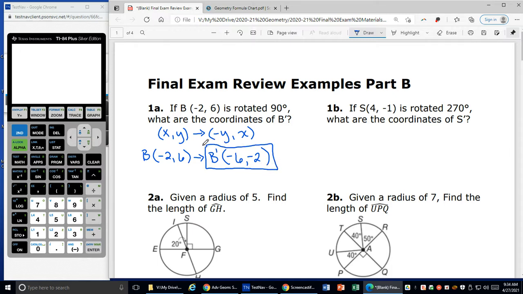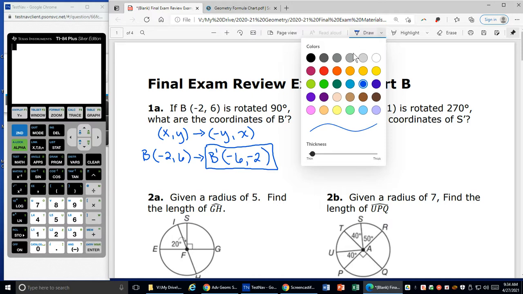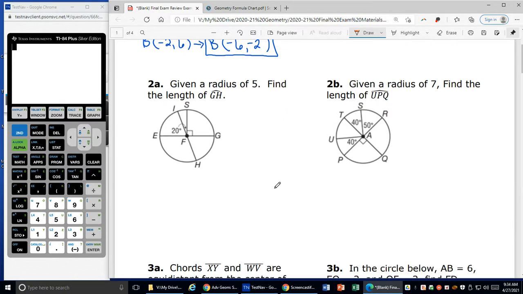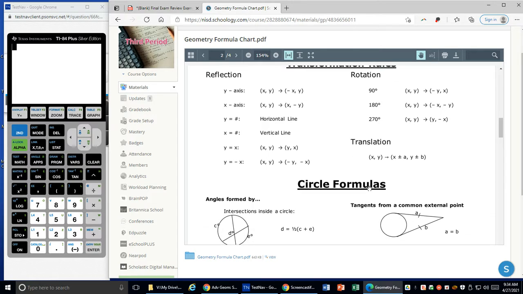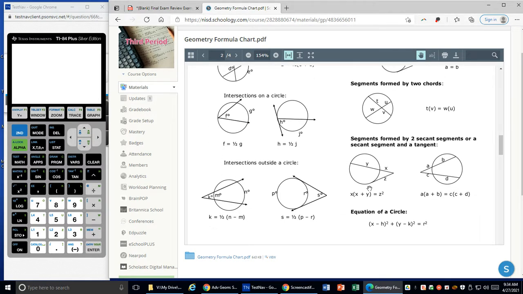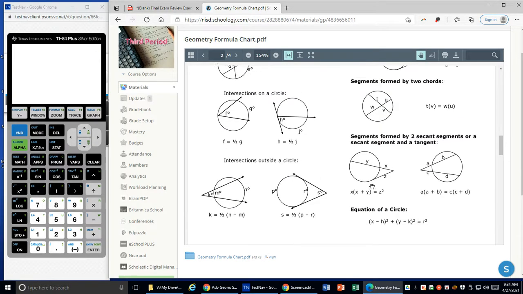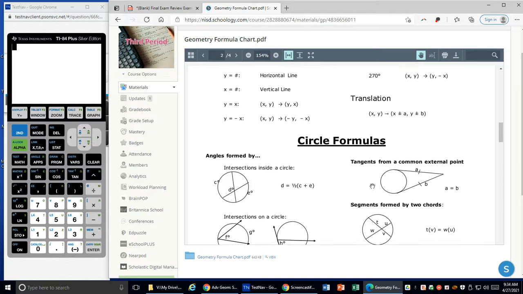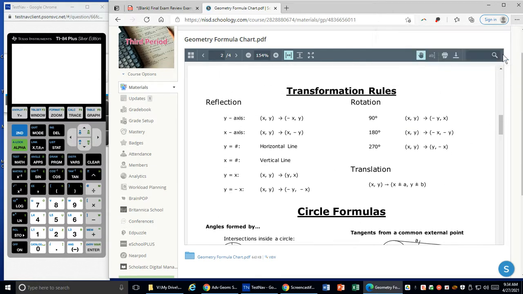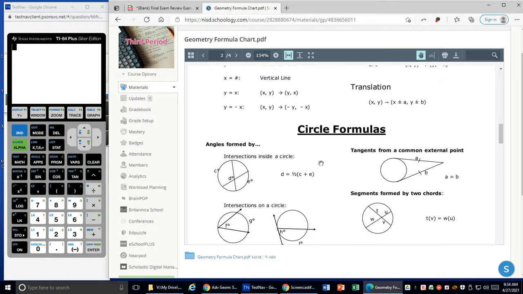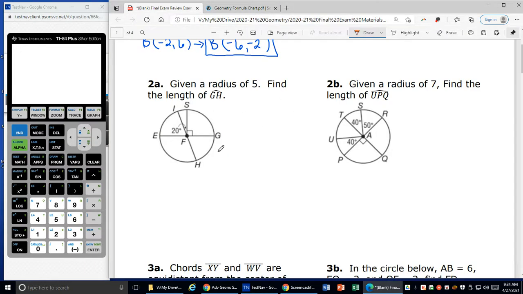All right, let's look at 2A. For 2A, given a radius of 5, find the length of arc GH. So to find the length of arc GH, let's see if that's on our formula chart. If not, we will talk through how to do that. Finding the length of an arc. So it looks like that is not going to be on this formula chart. Which means when we are doing our test, if we need to remember how to do this, we are going to have to look back at this review.